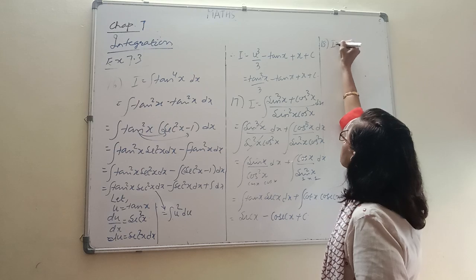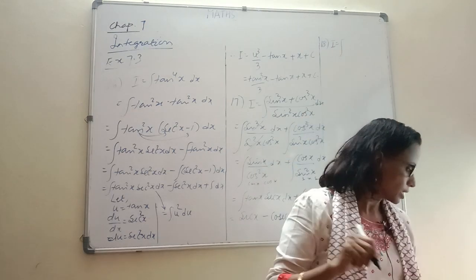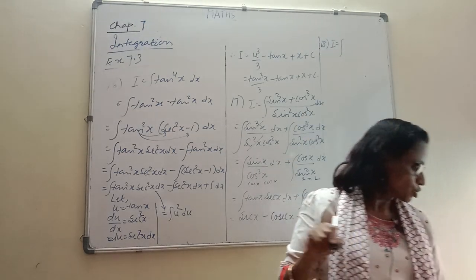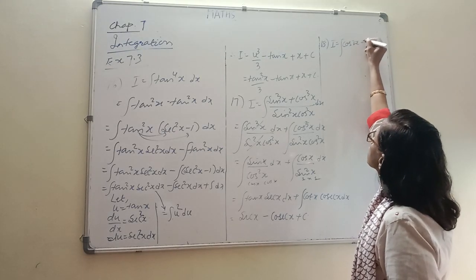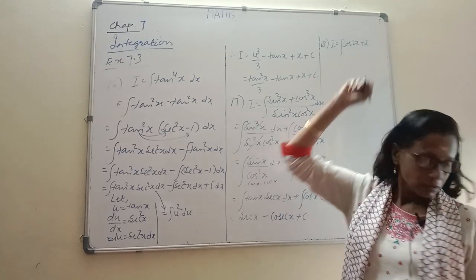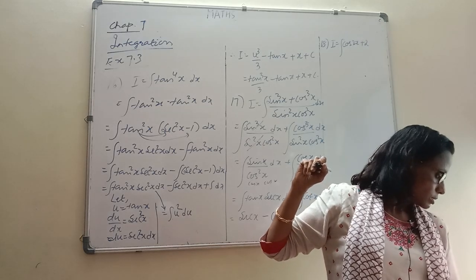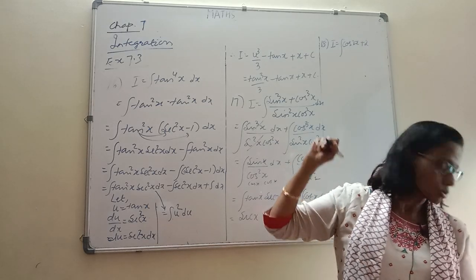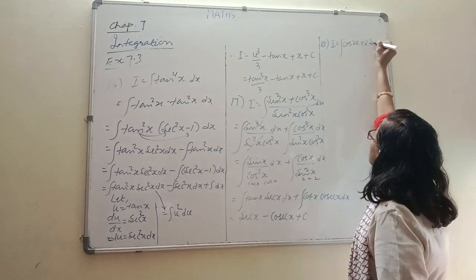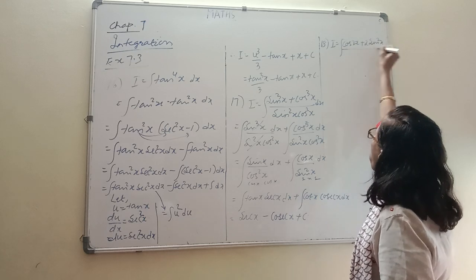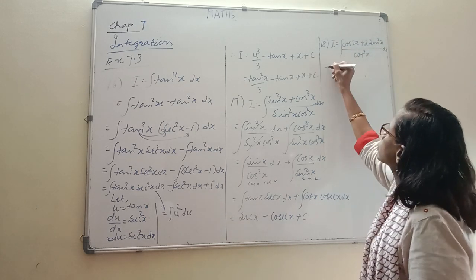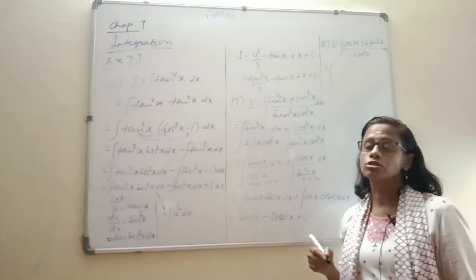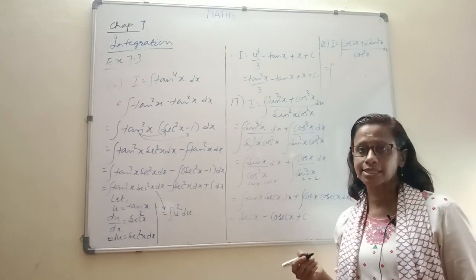Let's quickly move to problem number 18 and see what it says. Problem number 18 is the integral of cos 2x plus 2 sine squared x over cos squared x. That's another simple question. We all know there is a formula for cos 2x which says that it is cos squared x minus sine squared x.